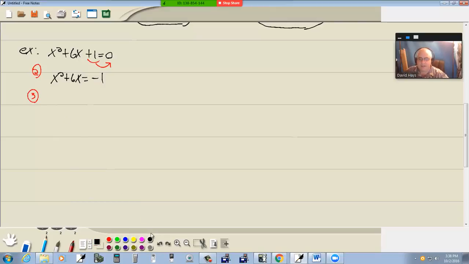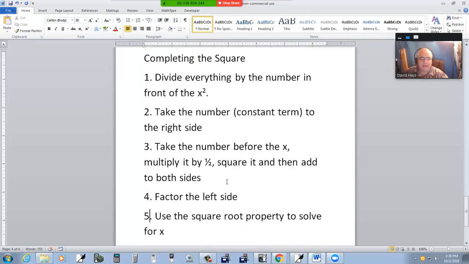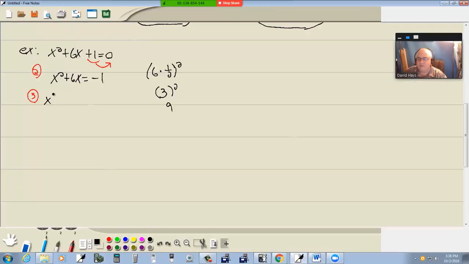Step 3, take the number before your x, which is 6, and you do this off to the side. You multiply it times 1/2 and you square it. It's always times 1/2 and it's always squared. 6 times 1/2 is 3, so we got 3 squared, which gives us 9. And then we want to add that to both sides. So I got x squared plus 6x plus 9 equals -1 plus 9. So we got x squared plus 6x plus 9 is equal to 8.